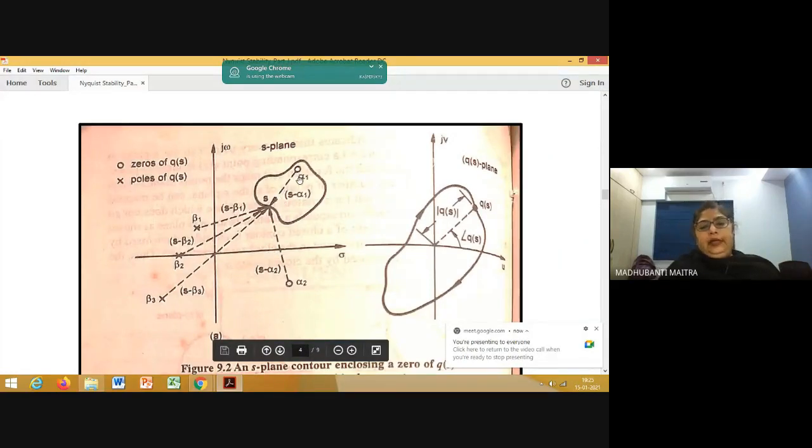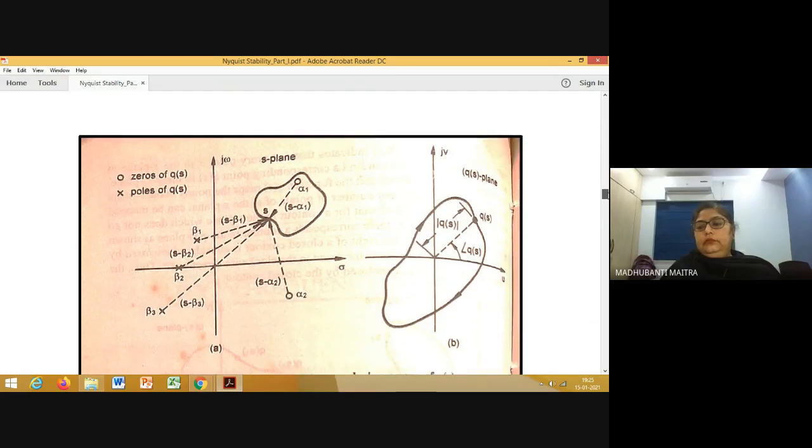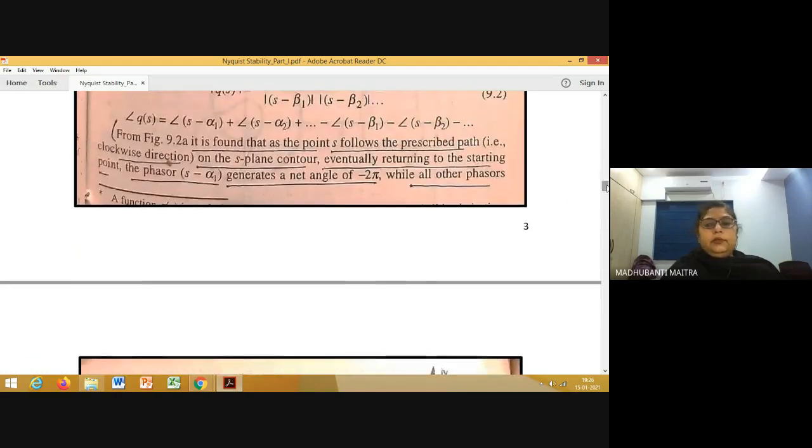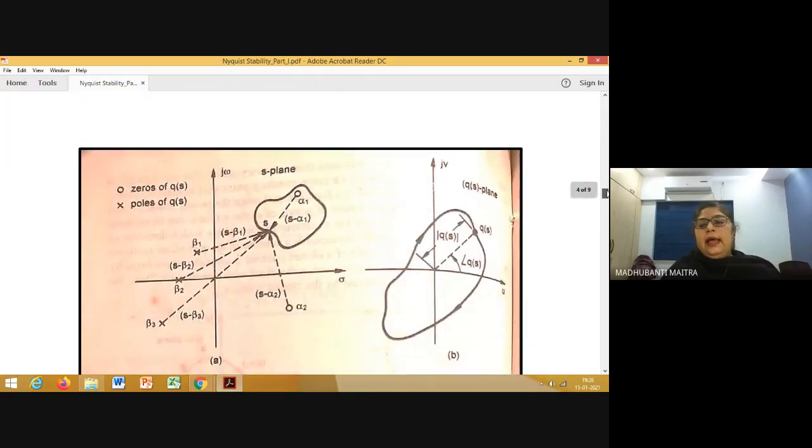Hence, for this particular phasor, since this zero of QS is being enclosed by this S-plane contour, the net change in angle will be equal to minus 2 pi. Is that clear now? So since the net change in angle is minus 2 pi, delta angle QS will be equal to delta angle S minus alpha 1, and all these other terms will be 0. So delta angle QS equal to minus 2 pi means the QS phasor on the QS plane is rotating by an angle equal to 2 pi in a clockwise sense. Is it clear?